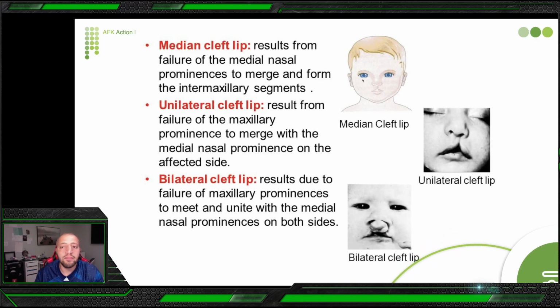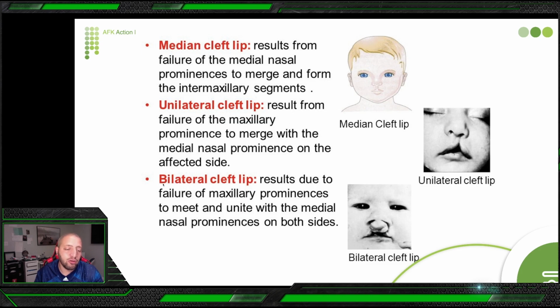Median cleft lip, which is here, results from a failure of the medial nasal prominences to merge and form the intermaxillary segment. So the medial nasal process from the right side and left side, if a failure happens here, it will lead to median cleft lip in the philtrum here. The second type of cleft is unilateral cleft lip, resulting from failure of the maxillary prominence to merge with the medial nasal prominence on the affected side. So it's happening on the right side or left side, the medial nasal process with the maxillary process.